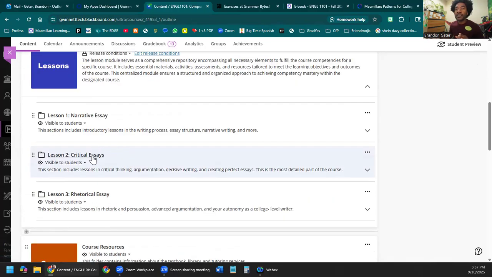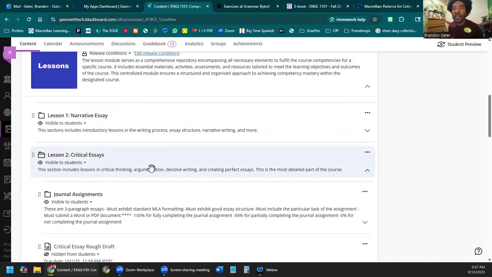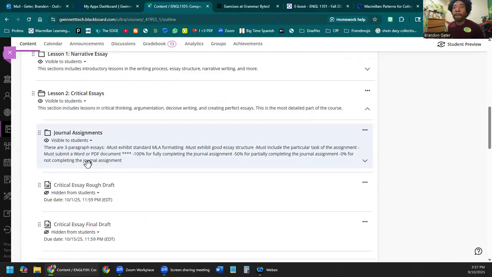So in lessons, since we're in the critical essay part now, part of the critical essays is journal assignments. And journal assignments are always, unless otherwise stated, 3-paragraph essays where you must exhibit standard MLA format, you must exhibit good essay structure, and you must include the particular task of that particular assignment.